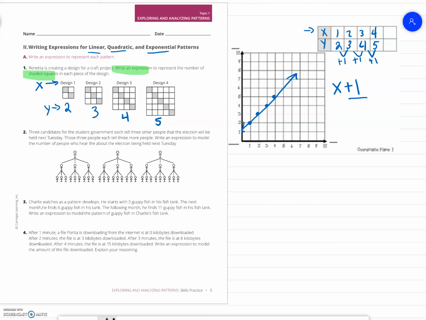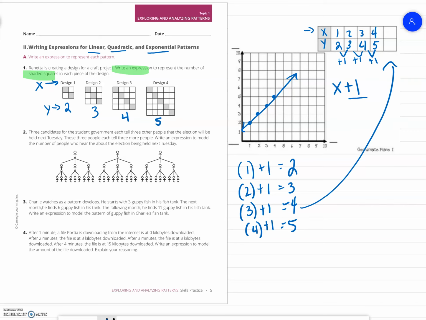So let's just make sure that we are right. We're going to substitute our X value into our expression, and we get 2. Now we substitute 2 in, we add 1, we get 3. Substitute 3 in, add 1, we get 4. Substitute 4 in, we add 1, and we get 5. So this lines up with our chart. This expression gives us the next value. So our answer over here, you can see it's a line. We have a linear problem, and our expression would be x plus 1.